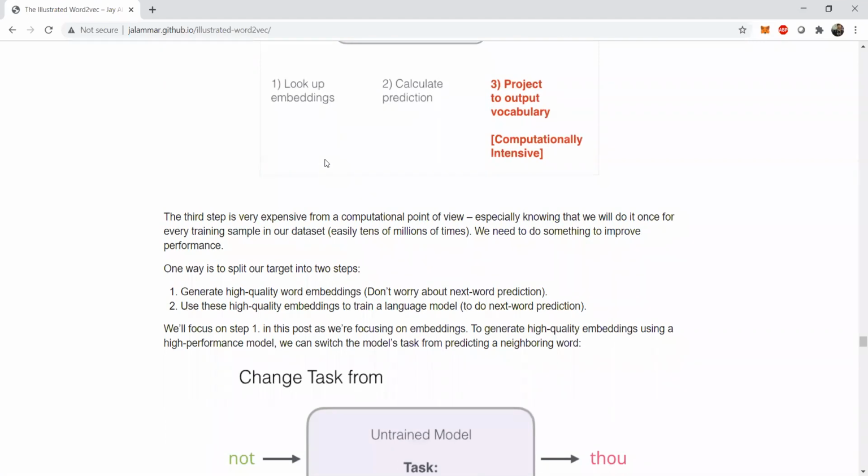Now, there are two different ways to split it, right? The first is generating high quality word embeddings. This is a very good feature to have. And the next step is to use these high quality embeddings and then train a language model. So instead of having to train these kinds of language models and project to the output vocabulary, we can already create high quality word embeddings. And then we are going to see the importance of this binary function, that is a 0 and 1 function, a sigmoid function, and why it is computationally faster.